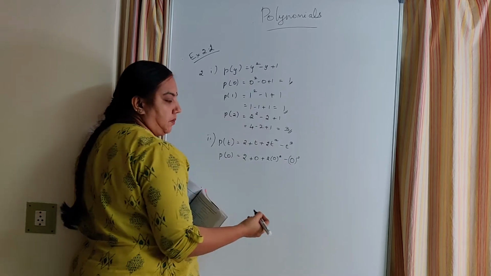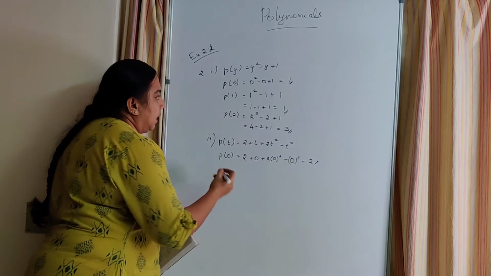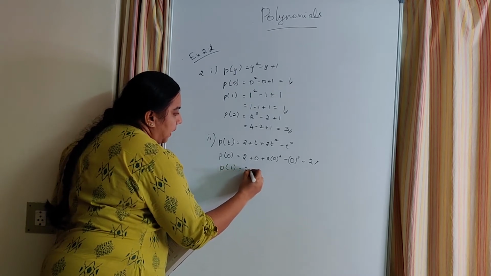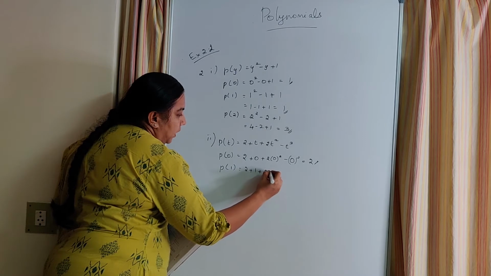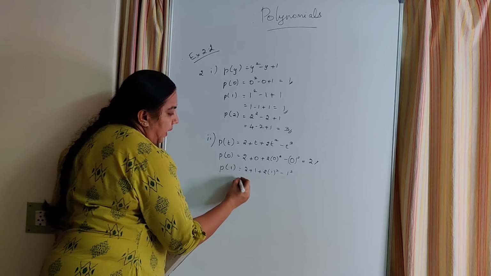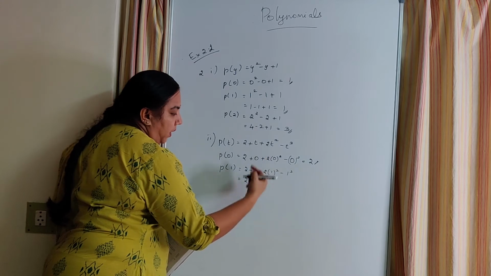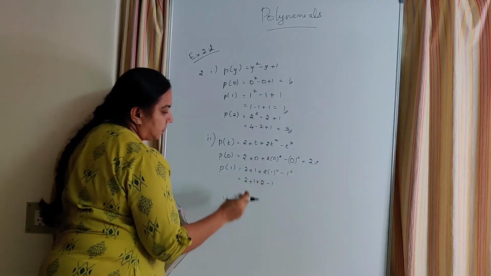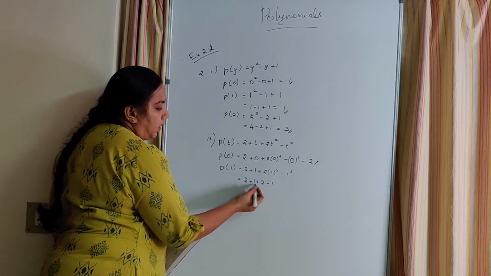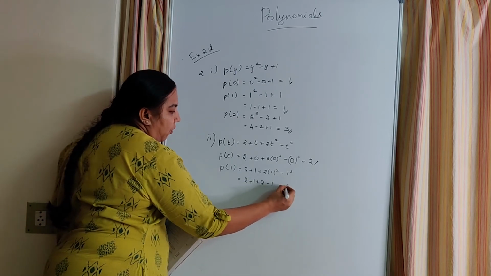All these values become 0, only the 2 remains, and so the constant 2 alone has got value there. Then P of 1. 2 plus 1 plus 2 into 1 square minus 1 cube, and then that adds to 2 plus 1 plus 2 into 1 is 2, minus 1. Again there are 3 positive numbers and 1 negative number. I add up all these positive numbers. 2 plus 1, 3, 4, 5. 5 minus 1 is equal to 4.